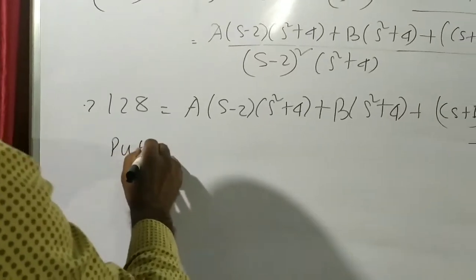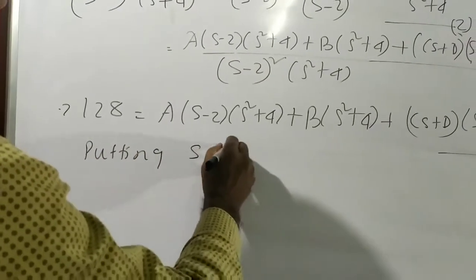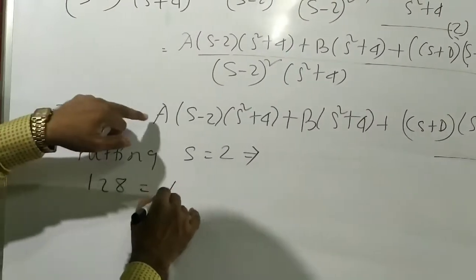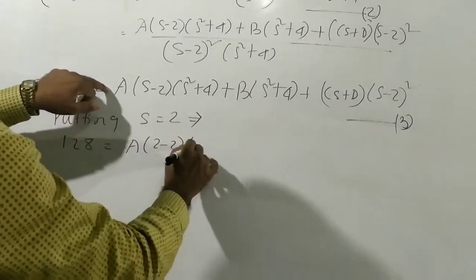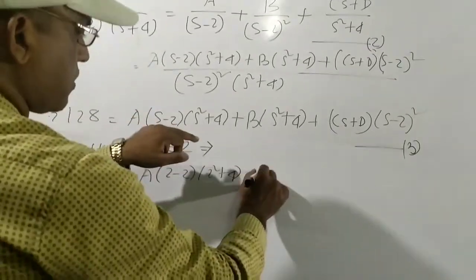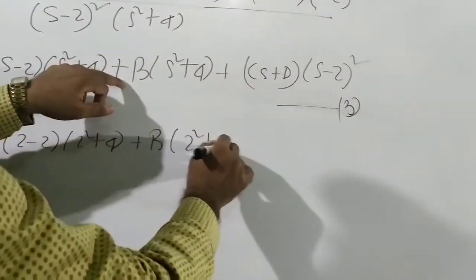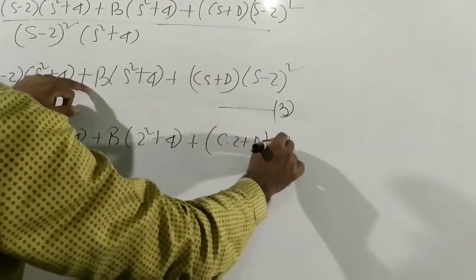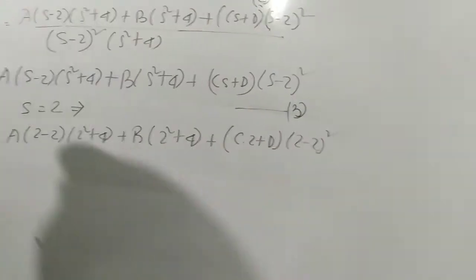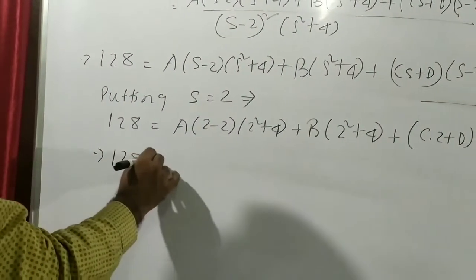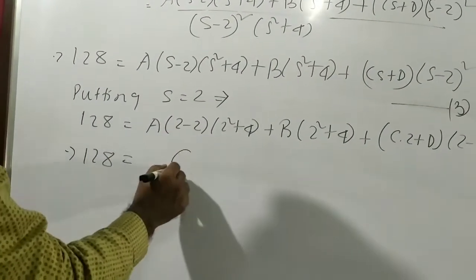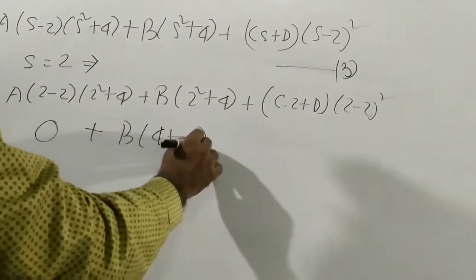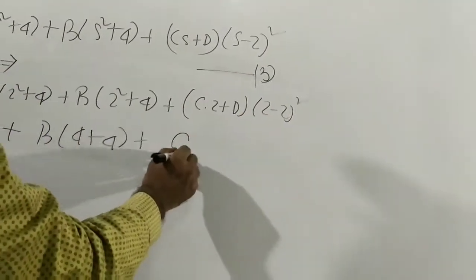Putting s equal to 2. This implies the left hand side remains the same, 128. The right side is a(2 minus 2)(2 square plus 4) plus b(2 square plus 4) plus (c into 2 plus d)(2 minus 2) whole square. So 128 equals a times 0, plus b times (4 plus 4), plus the last term, which is also 0.